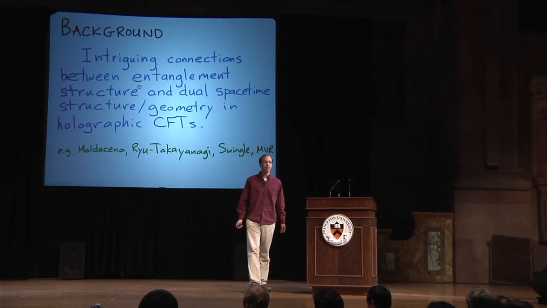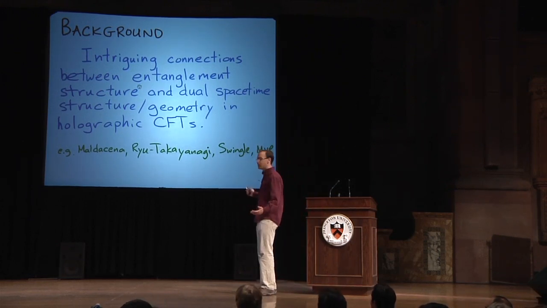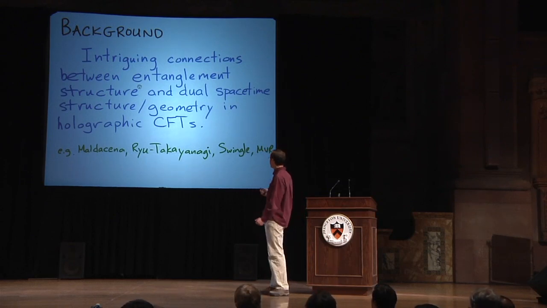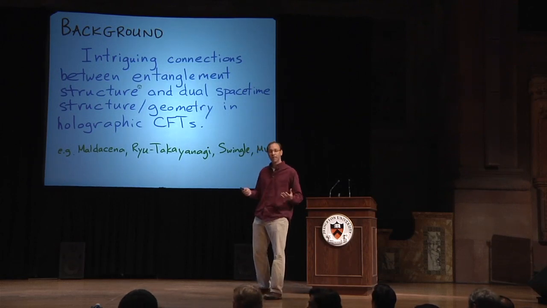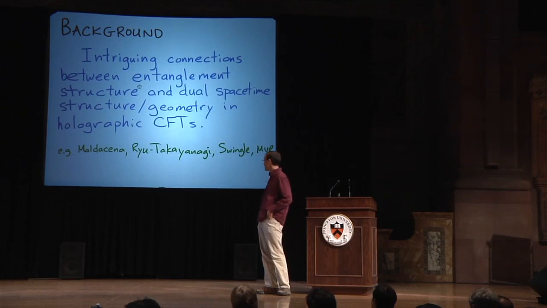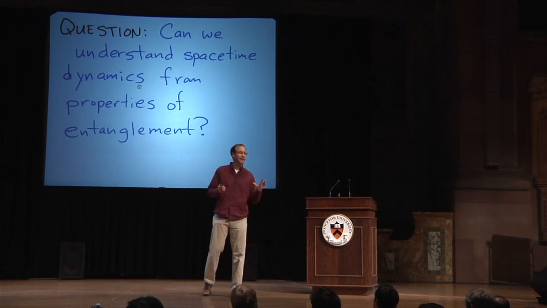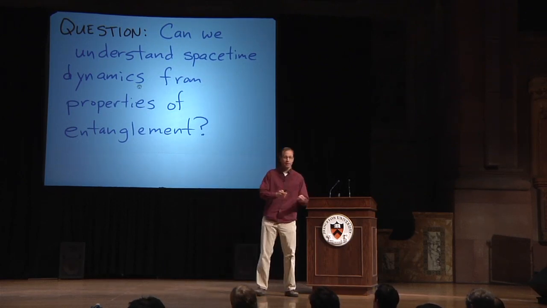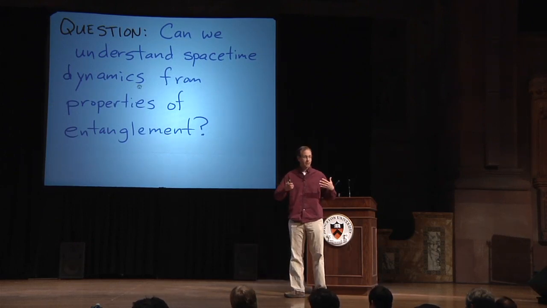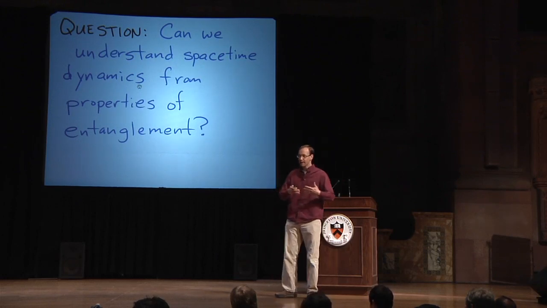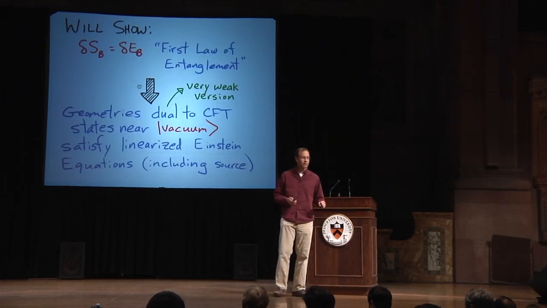So the background is that there's now a good body of evidence for an intriguing connection between the entanglement structure and the dual space-time structure or geometry in examples of the AdS/CFT correspondence in holographic conformal field theories. And so given that connection between entanglement structure and space-time structure, it's a natural question to understand if we can actually make a connection between dynamics of space-time and some properties or dynamics of entanglement. So that's the goal of this talk.